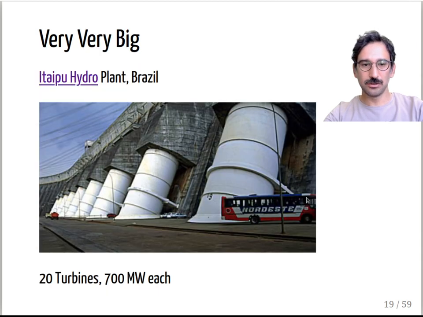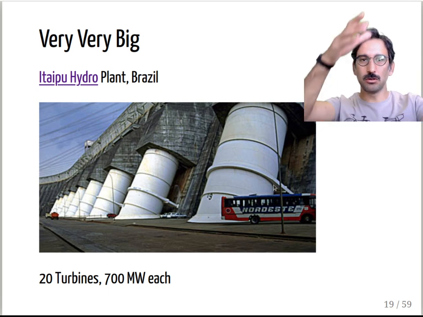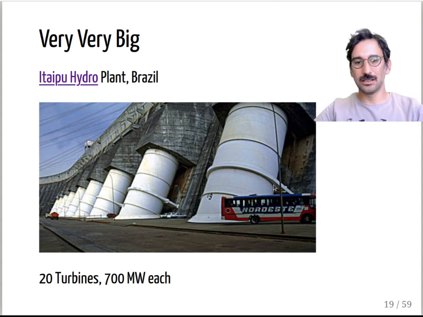So here you see a bus, and I think this is one of the largest hydropower plants in the world. There's another one in China I will show. Those pipes are all carrying high pressure water columns. They are hitting the turbine. And one of those generators is 700 megawatts.